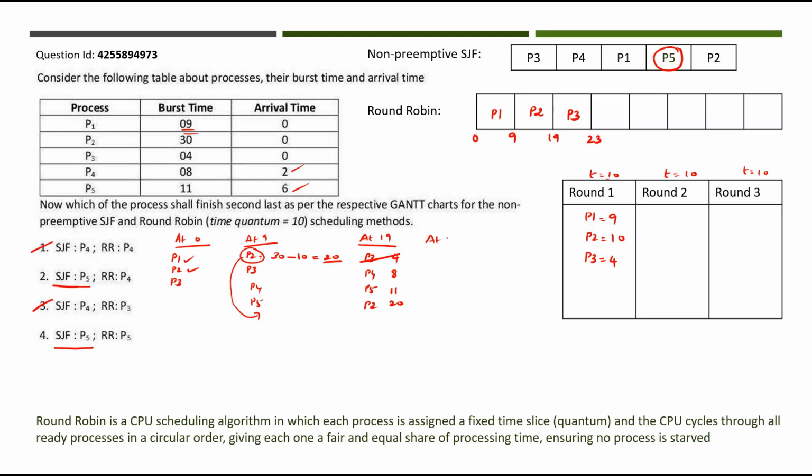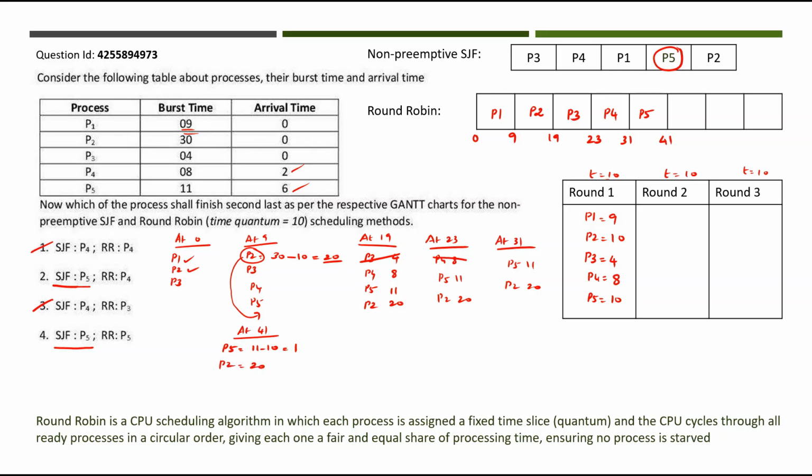So at 23, now we have P4 with 8 burst time, P5 with 11 burst time and P2 with 20 burst time. Now we have P4 here. This will run for 8 burst time. 23 plus 8 will give 31 and it is P4's turn. Now at 31, we have P5 with 11 burst time, P2 with 20 burst time. Now P5 will run for 10 burst time. This will end up with 41. This is the P5 process. At 41, P5 has run for 10 burst time and remaining 1 is there.